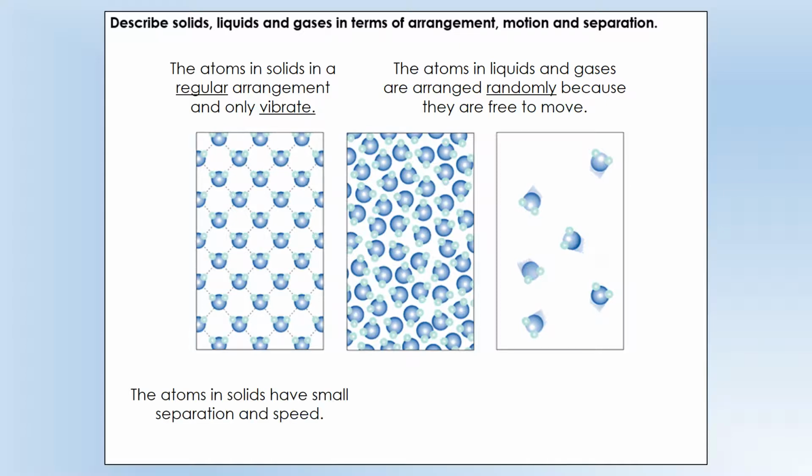So atoms in solids have very small separation, so the diagram doesn't give a great idea of scale actually. So in solids, they have very small separation and very small speed. So they are moving, but not particularly fast. Whereas in gases, they have a large separation. So the diagram is showing that accurately. And they have a large speed as well. And those two things are actually tied together. Okay, so that's how we describe the different states. And liquids is somewhere in between those two.